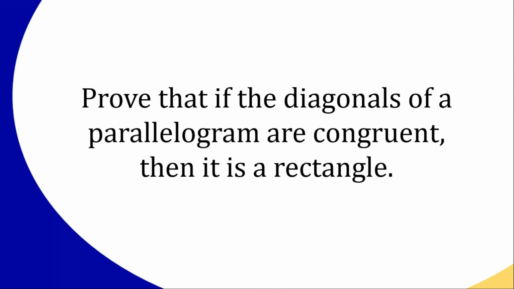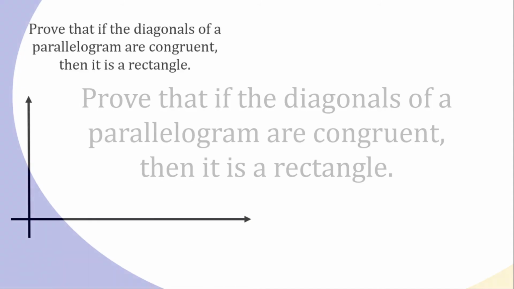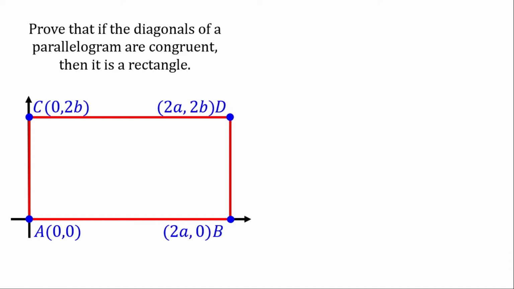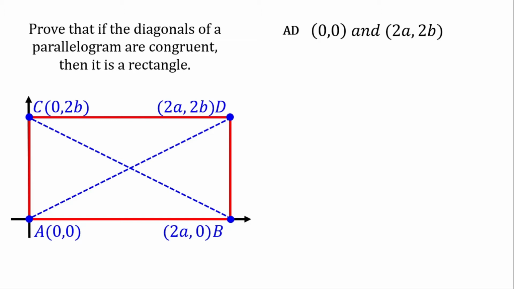For number 2, prove that if the diagonals of a parallelogram are congruent, then it is a rectangle. So let's place a parallelogram first. It doesn't matter what kind of parallelogram, but as you can see, this is a rectangle. So I put on the coordinates of the vertices. Now we will prove that the diagonals of the parallelogram are congruent. All we need to do is prove that these lines are congruent so that we could prove that this is a rectangle.